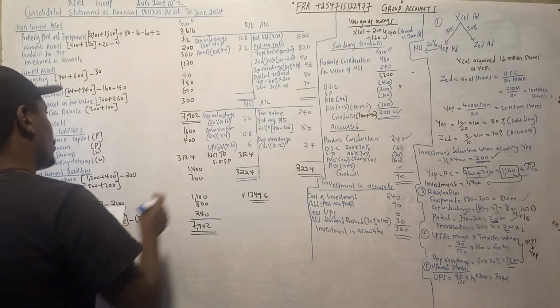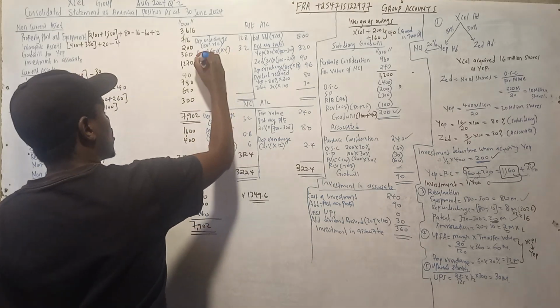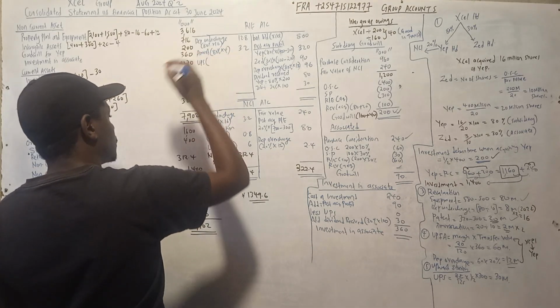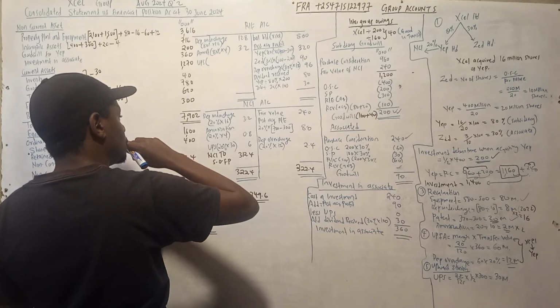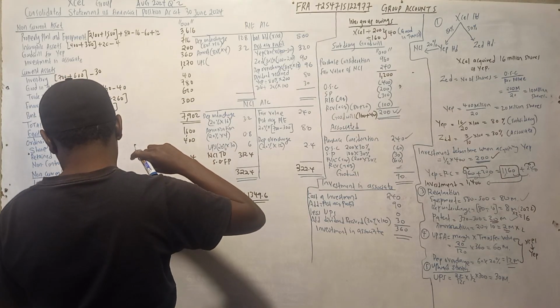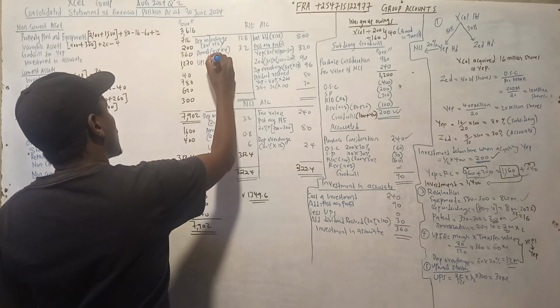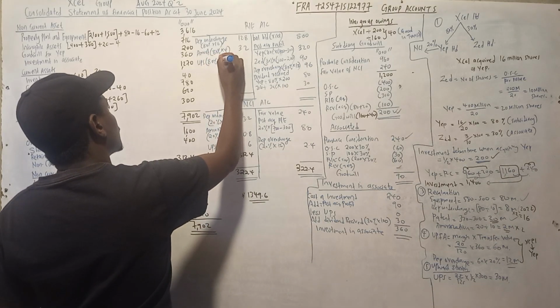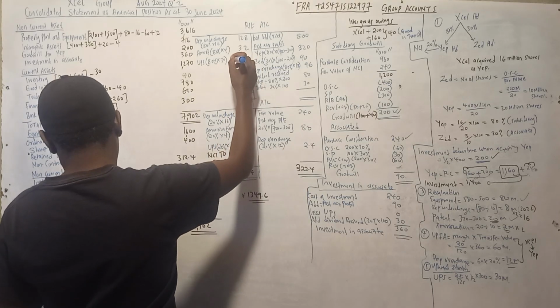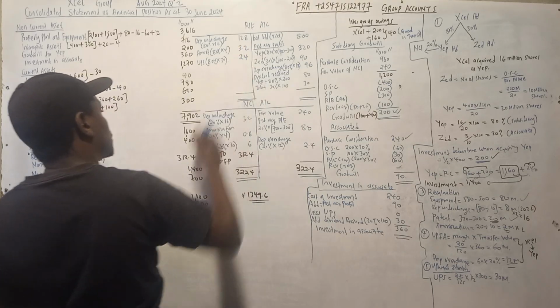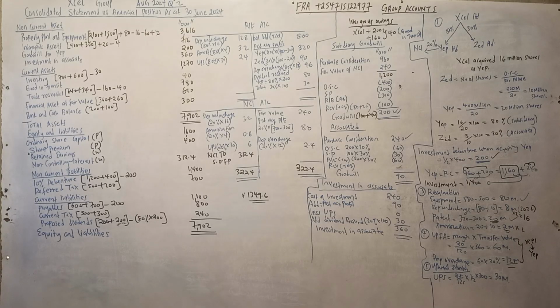And then we have UPS. 80% of 30. That will be equal to 24.